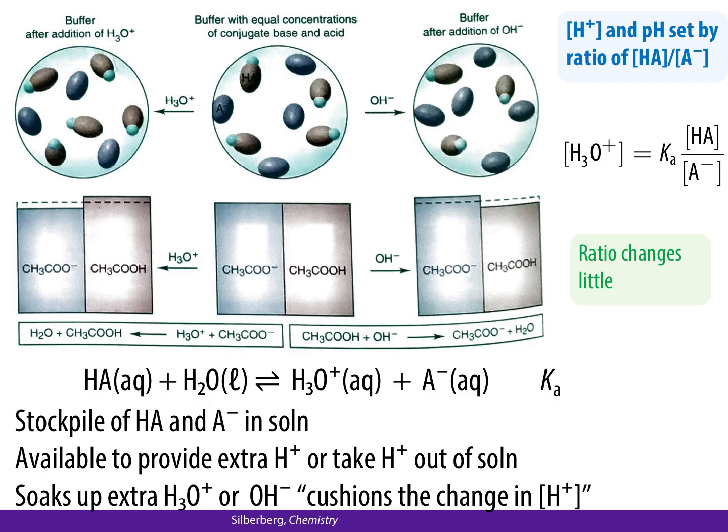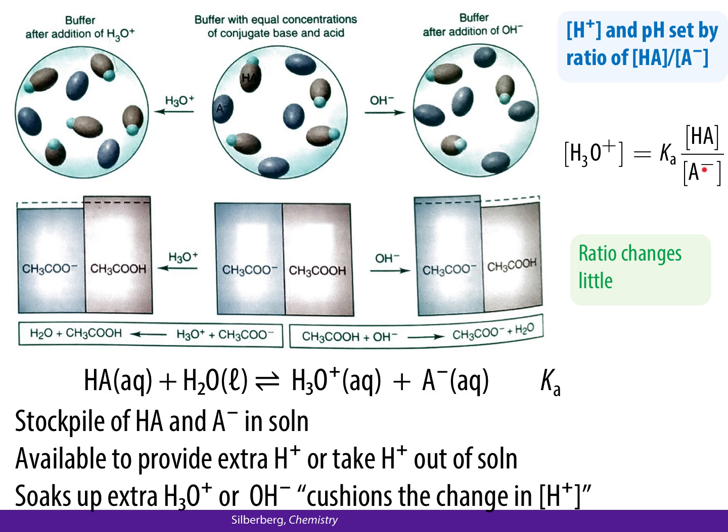Okay, the final couple of slides here. This just shows a picture of what happens when we are acting as a buffer. If we're at this point right here where a buffer has equal amounts of acid and conjugate base, adding a little bit of H3O+ or adding a little bit of OH-, the H3O+ just converts a little bit of the conjugate base to the conjugate acid.